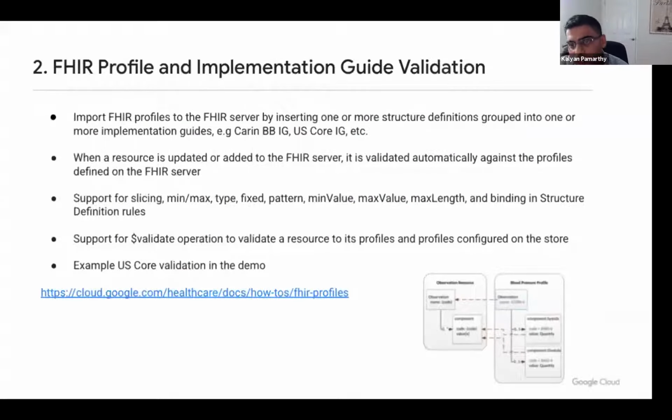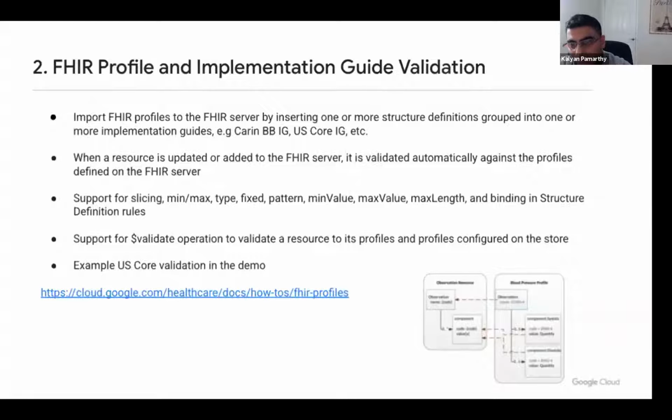The next feature that I wanted to quickly talk about was FHIR profile validation and implementation guide validation. This is a very common use case with CMS and ONC interoperability rules, as well as with clinical data validation for US Core. We've got features on our FHIR store where you can set up a set of profiles, or you can set up an implementation guide with a collection of profiles, the search parameters and value sets.